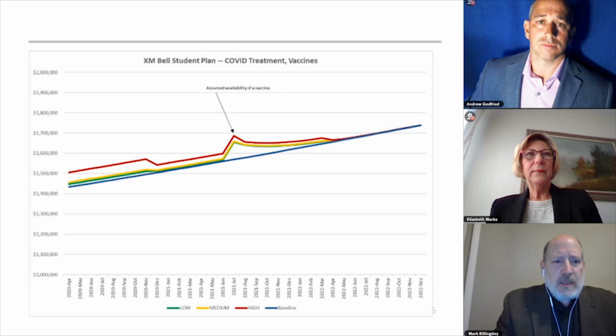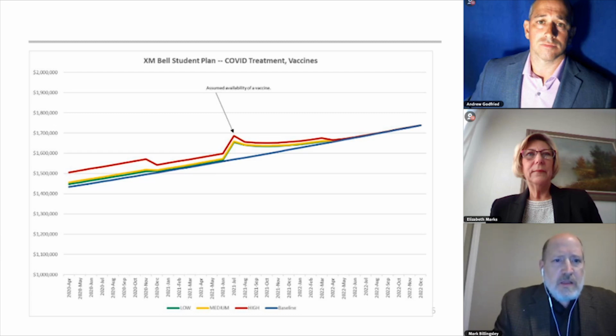The impact on student plans is obviously going to be a little bit different. I don't have any expectation that the deferral and rebound of care is any different for a student population, but obviously, due to the lower average age, the expected direct impact of this pandemic will be significantly lower.